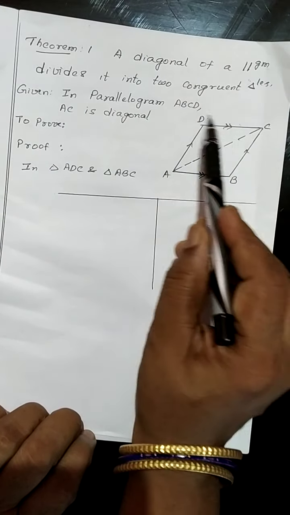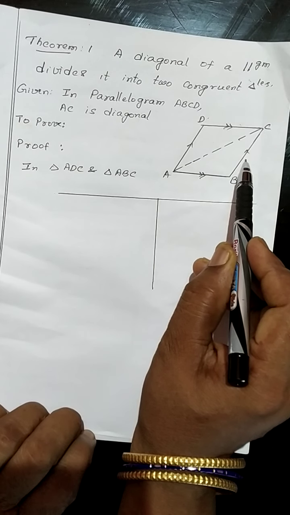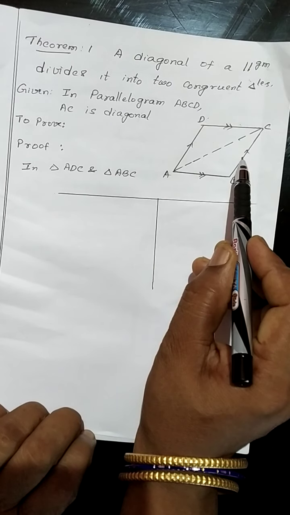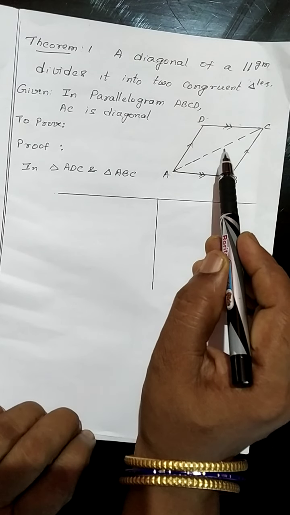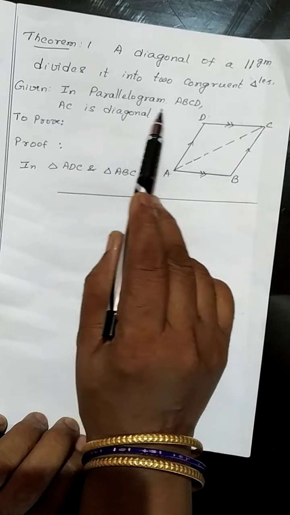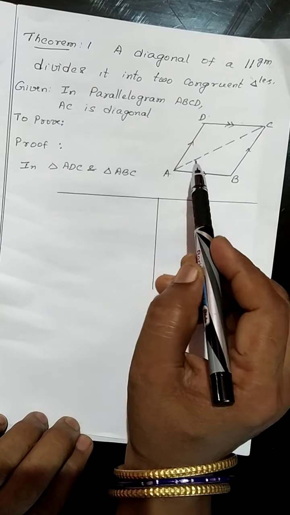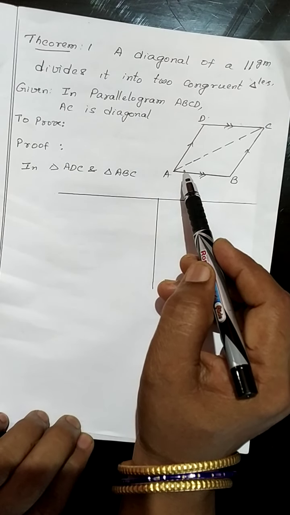So we have taken the parallelogram ABCD. While drawing the parallelogram, you have to show these signs. On the pair of opposite sides, you have to show one arrow mark saying that they are equal and parallel. And on the other pair, you have to show two arrow marks showing that there are two parallel sides and equal sides. Okay, it is given in the parallelogram ABCD, AC is the diagonal. So we are explaining about the figure regarding the theorem.